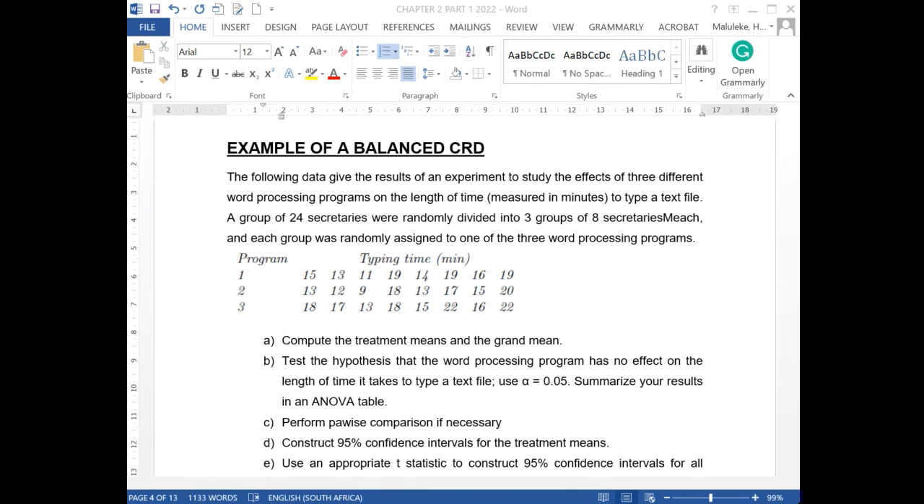Someone is saying 13.75, and I'm not sure if it's a mistake, but the majority are saying the mean for the first treatment is 15.75. Write it down. Give me the sum also, please, because we'll need the sum as we continue. We'll need the mean and the sum. The overall mean is 16. So let's write it down. P1, grand mean.